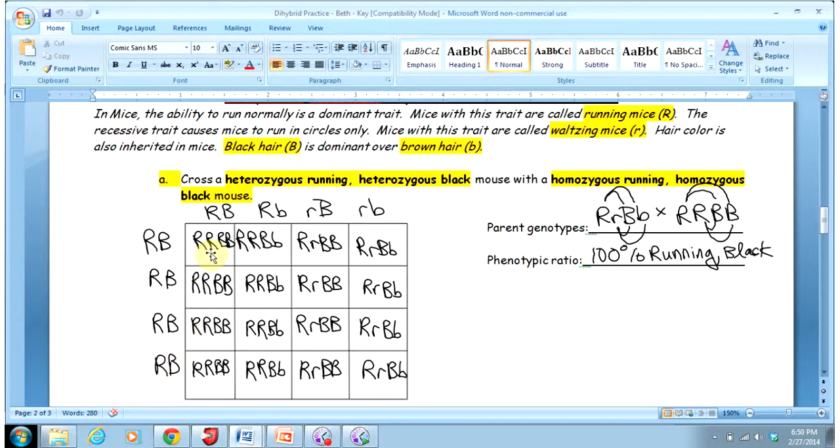And now would be a good time to pause, take a minute to fill in your offspring genotypes, and check your answers once you've done so.